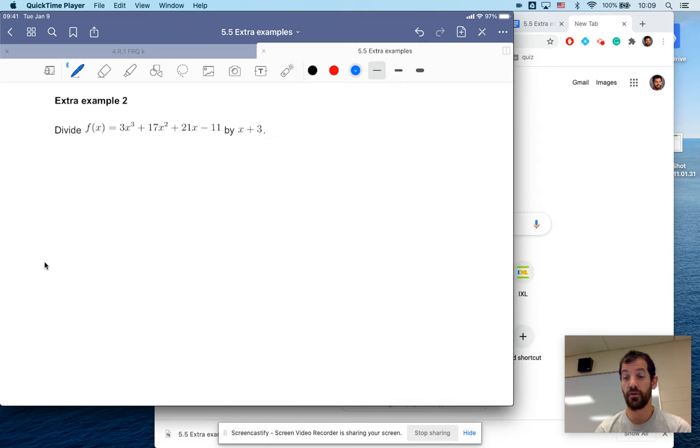We're going to do another division. This one is called polynomial division, polynomial long division. We'll see that the shortcut is shorter, but we'll see that in the next example.